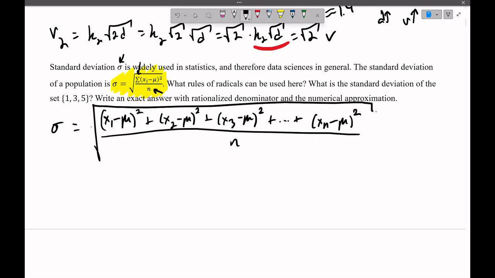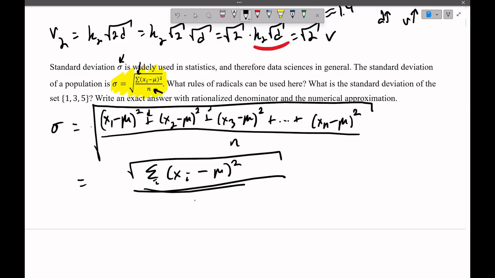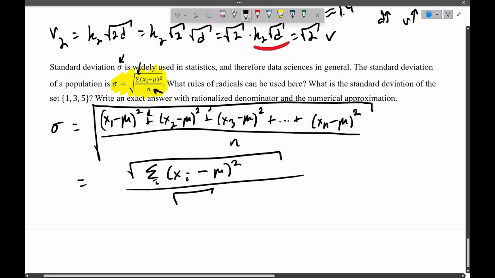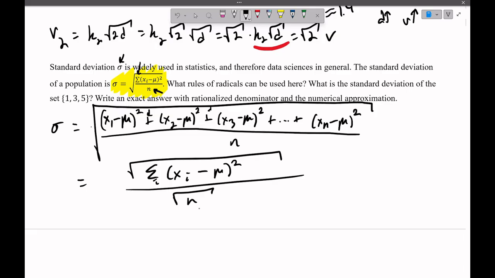Now, what rules of radicals can we use here? Well, we can break up the radical on top and bottom, but the radical cannot be further broken up over addition. I can break it up over multiplication, but not addition. So the best we can do here is just take the square root of this sum. I'm not going to write the actual breaking up over it. It's just too time consuming. But I can write this over the square root of n.